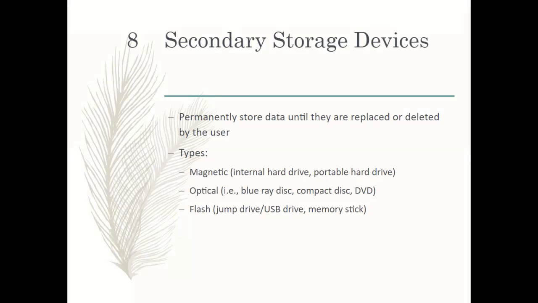Secondary storage devices permanently store data until they are replaced or deleted by the user. Types are magnetic, which is internal hard drive, portable hard drive also. Optical: Blu-ray discs, compact discs, and DVDs. Flash, which is jump drive, USB drive, or a memory stick. I would be lost without mine.